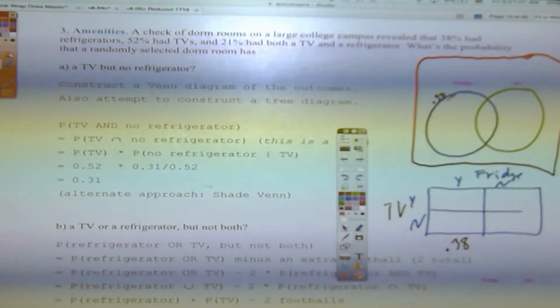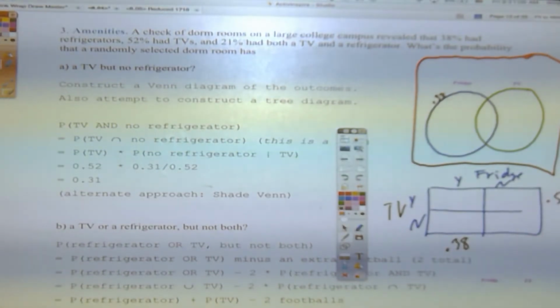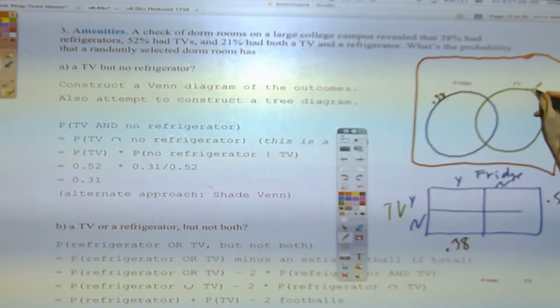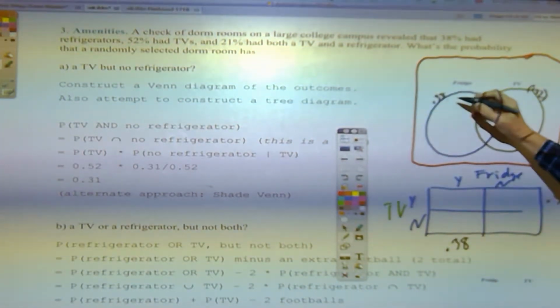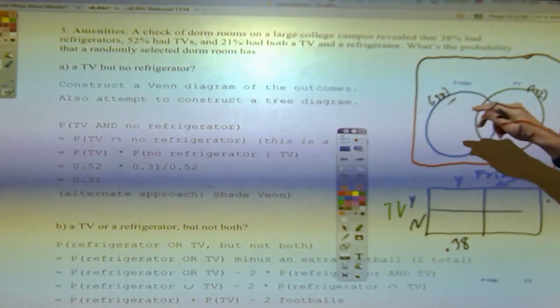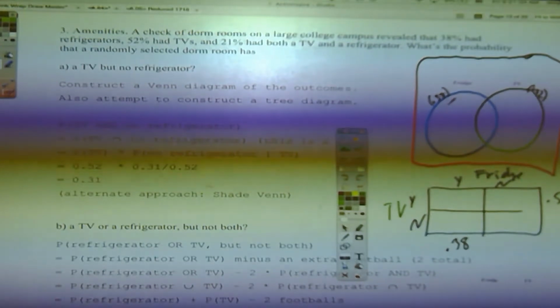52% had TVs. In a two-way table, TV yes is 0.52, so we slide that right over there. And over here on the green circle, I'm going to let a 0.52 sit there temporarily. I better put it in parentheses. That's temporarily what we have for the entire green circle, football plus cookie with the bite taken out of it combined.